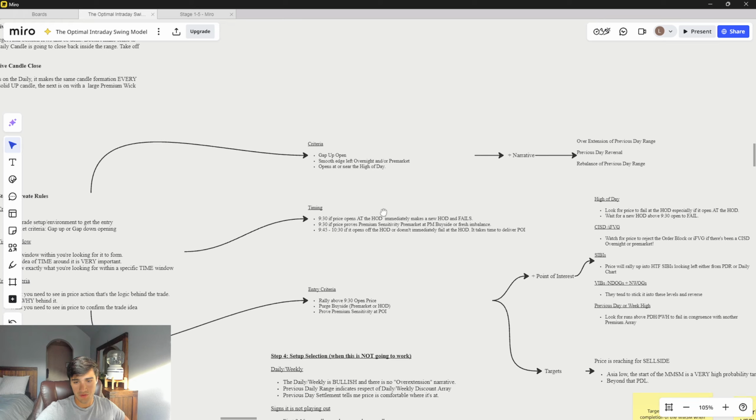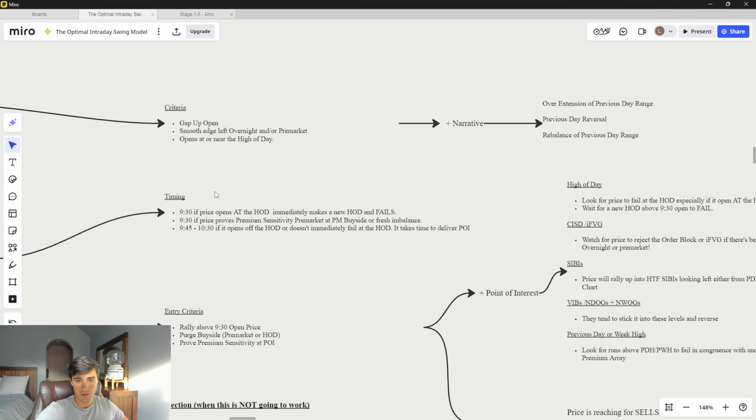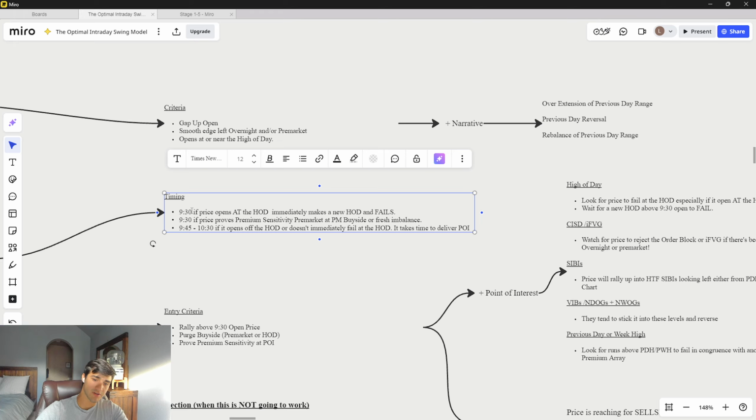So if we go to the timing portion of rules, right? Now by doing the work of timing when that move was confirmed to me, and timing is simply when the move was confirmed to you. That's how I mark it. I don't mark by when the market formed that high or low. I mark by what time, down to the 1 minute interval, was that setup confirmed to me. Now I know that this move is going to come at 9:30 if price opens at the high of day and immediately makes a new high of day and fails. I know it's coming at 9:30 if price proves premium sensitivity at pre-market buy side or a fresh imbalance.